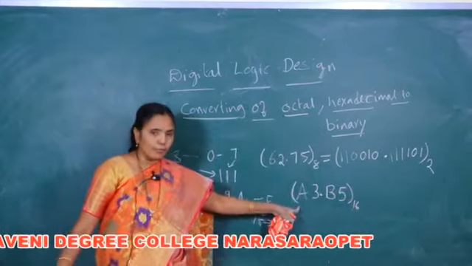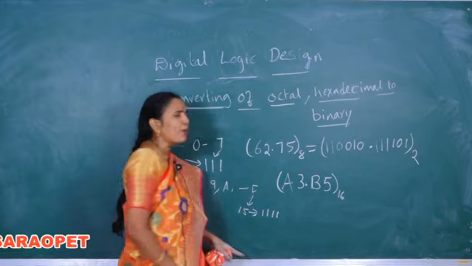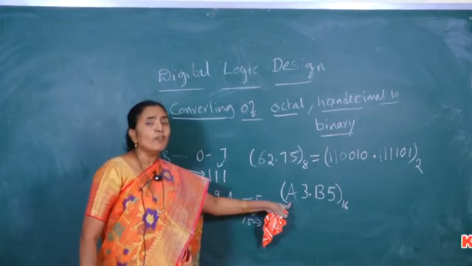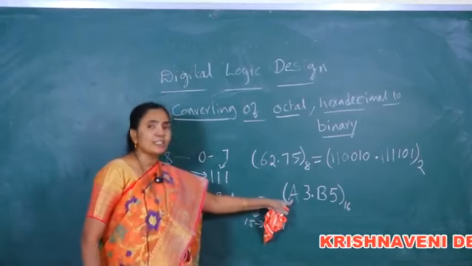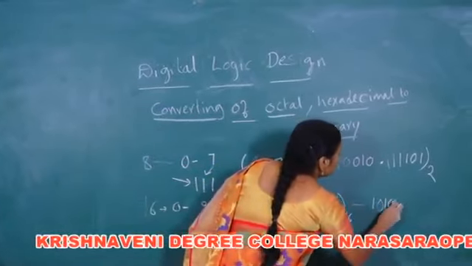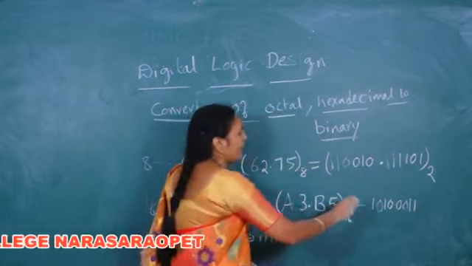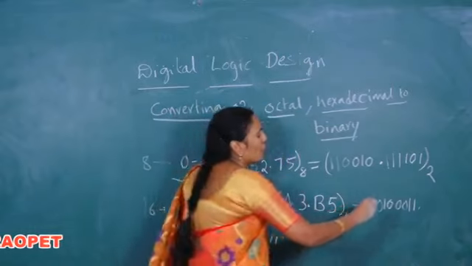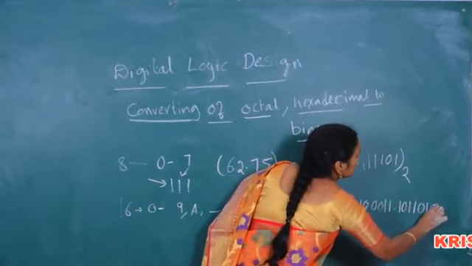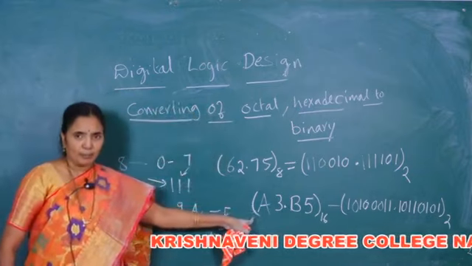So, when I want to convert this hexadecimal number to the binary format, here each hexadecimal digit is to be represented as a 4-bit binary number. A stands for 10. So, 10 is represented as 1010, and 3 is represented as 0011, and B is represented as 1011, and 5 is represented as 0101. So, this is the binary representation of the hexadecimal number.